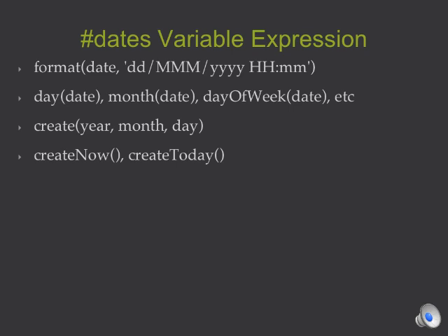So there's the dates variable expression, which lets you format things. So your server, your controller method puts some date object in your model, and you want to render it in a specific way on the template. You can let the Thymeleaf variable expression do that. You can extract out components of the date if you want to display just an individual piece. You can create dates. You can create now conveniently.